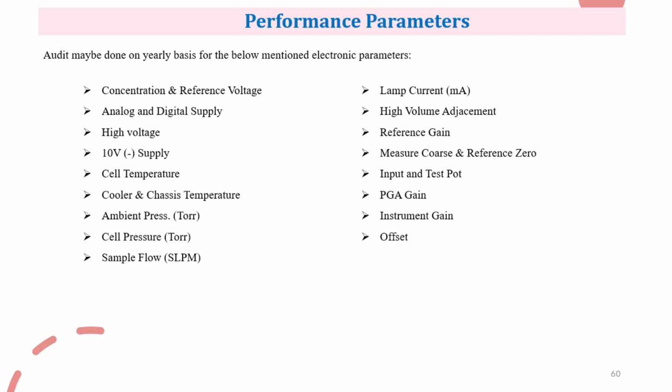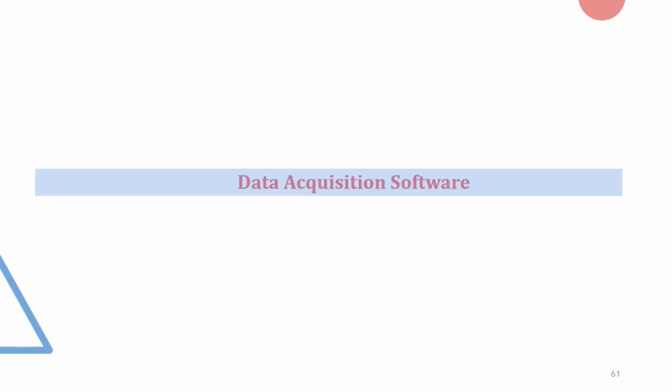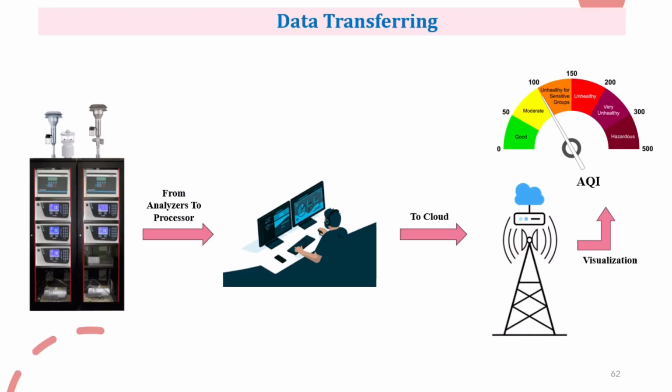In this slide, some performance parameters are mentioned. For example, cell temperature, high voltage, cell pressure, etc. As shown in the slide, the sensor data is transmitted to a computer, server, or cloud facility for storage. From there, the data can be broadcasted via the internet, allowing users to access it remotely for analyzing and monitoring, and then visualize the AQI.